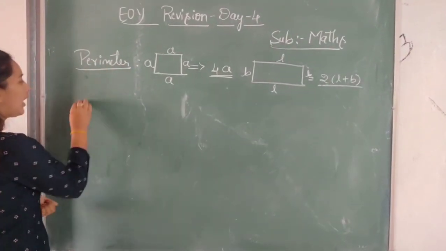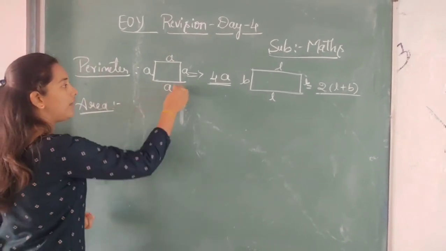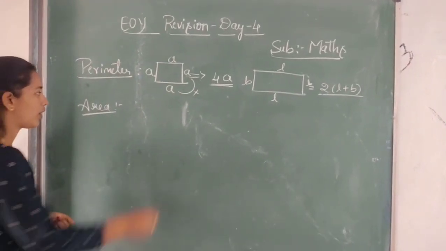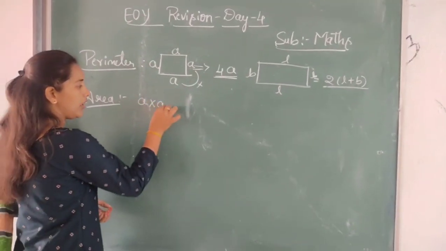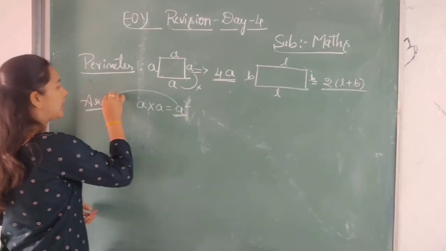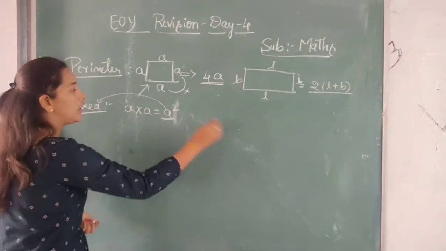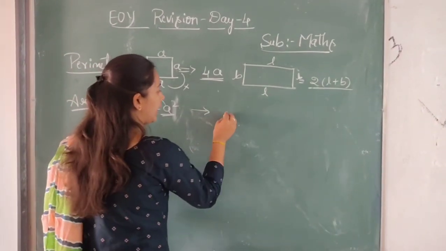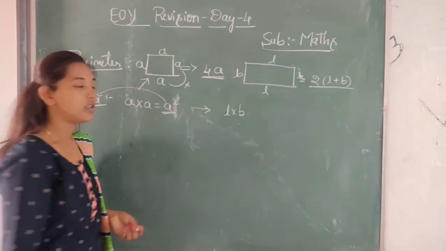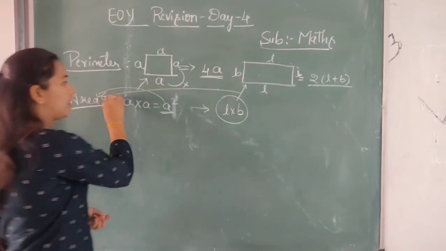Okay, now area. The area of the square is a into a, which is a square. So a square is the area of the given square. Now for a rectangle, the area will be length into breadth. So length into breadth is the area of a rectangle.